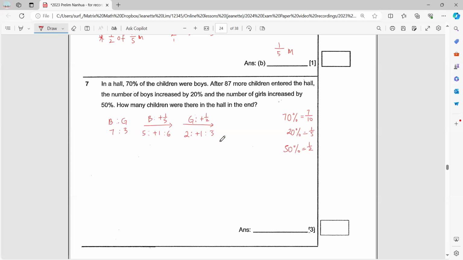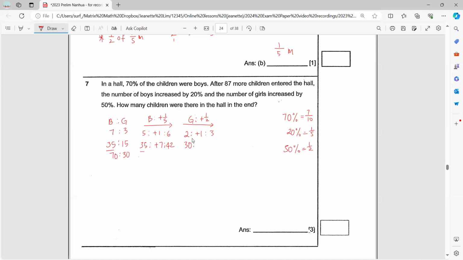Next, ratio, we have to find a common base across these 3 ratios. The first common base is your boys at first. This is boys at first, 7 units. This is also boys at first, 5 units. So make it the same, 7 and 5, common multiple is 35. So you times 5, then you times 7. Then next, the girls at first, which is 15 units, but the girls at first here is 2 units. So we have to make it the same. Change it to a common multiple of 15 and 2, which is 30.